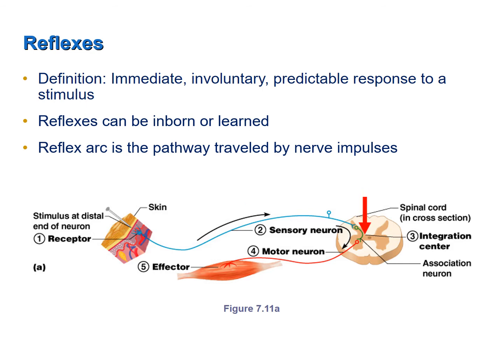In this example, the integration center is in the spinal cord, but an integration center could be in the brain, or it could even be in a ganglion of the autonomic nervous system. A motor neuron is activated, the 4th component of a reflex arc, and it sends motor impulses out to an effector, in this case, a skeletal muscle. Again, all reflexes involve these 5 components, which we call a reflex arc.